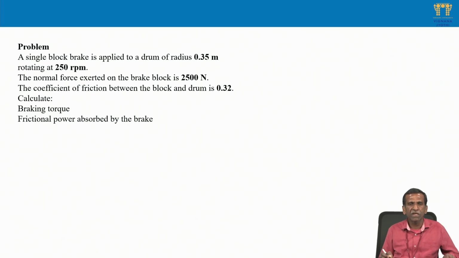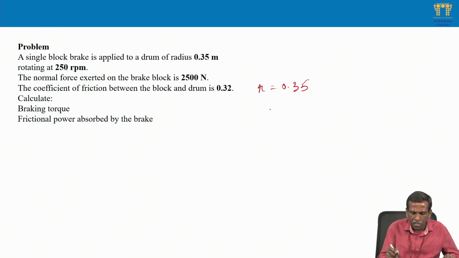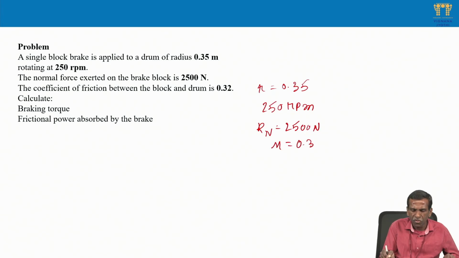Drum radius is given, rotating at 250 rpm. That means drum radius is 0.35 m. It is rotating at 250 rpm. Then the normal force exerted on the block, Rn, is 2500 newtons. The coefficient of friction between block and drum is 0.32.